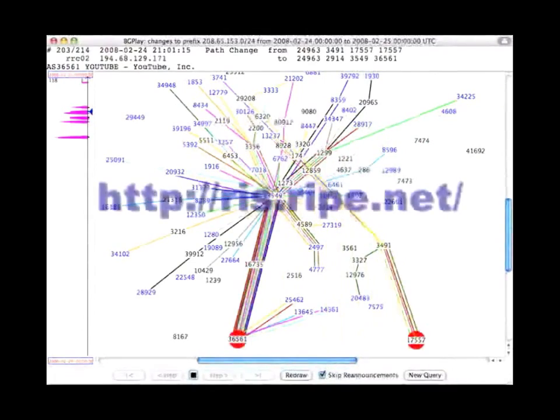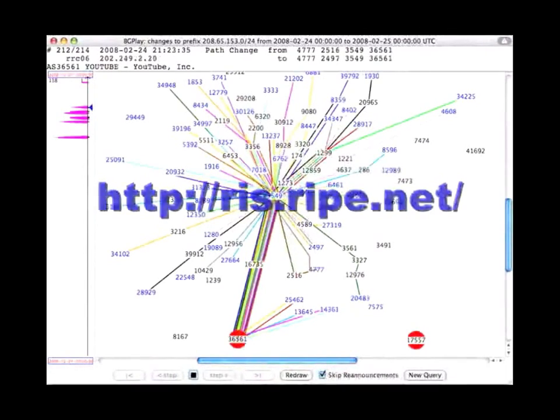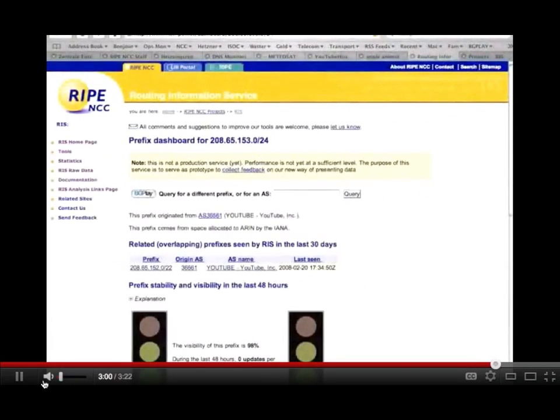These animations and many other tools are publicly available at ris.ripe.net. There are also prototypes of new services, such as the RIS dashboard shown here.